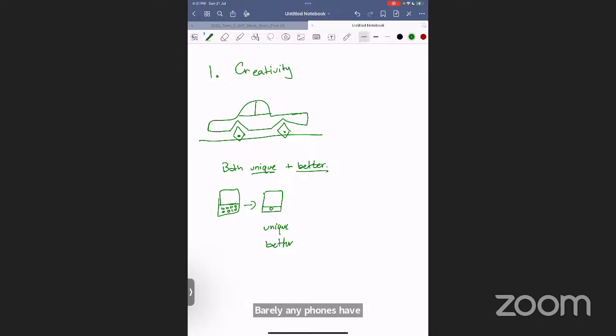Another example to think about is Samsung, which a few years ago released a phone called the Fold. Do you guys know the Fold? It's a phone that you can fold into half. This was very unique, but is it better?